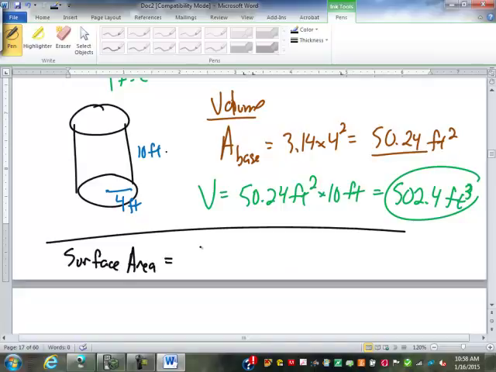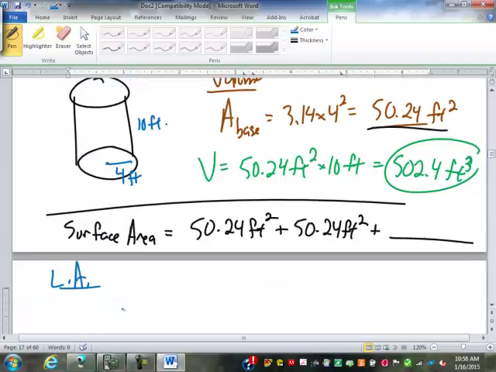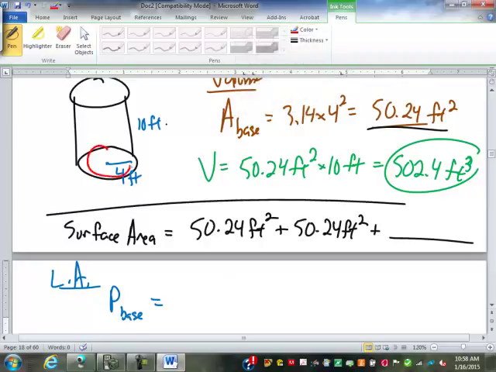For surface area, of course, we've got the area of the base, 50.24. Is there a second base? Yes, there is. And we're going to have to add the lateral area. How do we find the lateral area? There you go. Perfect. The perimeter of the base, which is just going to be the circumference of a circle, which is going to be pi times not 4, but 8. Pi times diameter, which will be 25.12 feet.